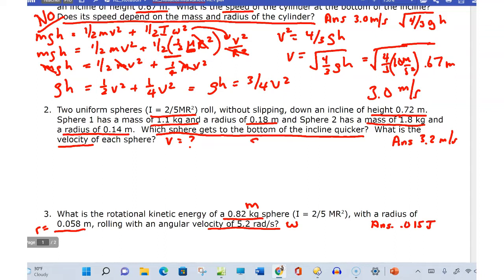How about we just write the same? They get to the bottom the same because the m and the r don't matter. So then the next question is, what is that velocity? All right, so we'll do it again.